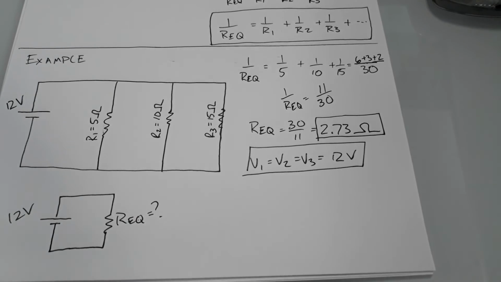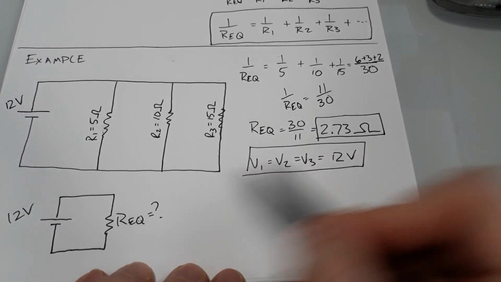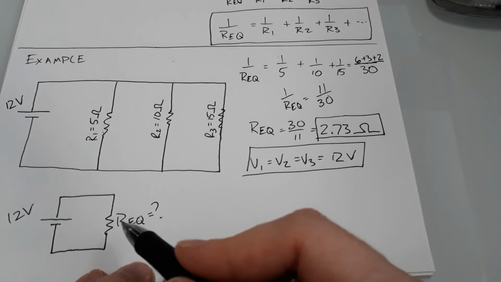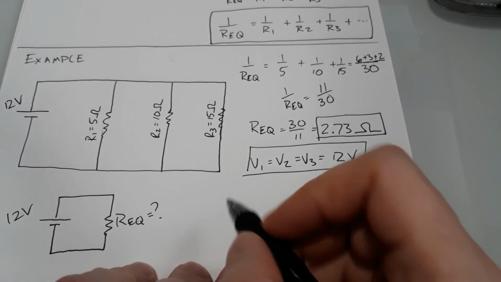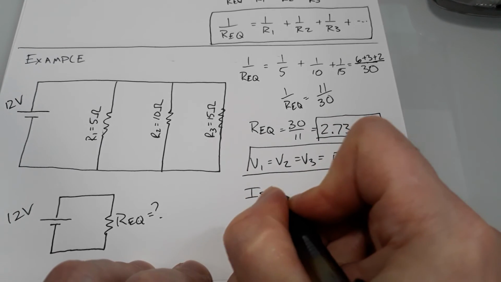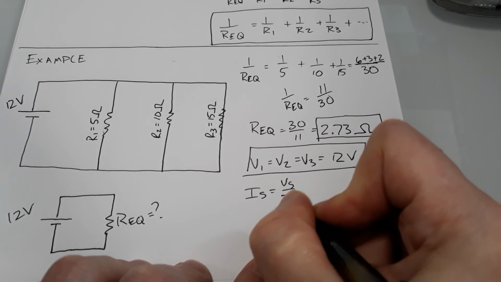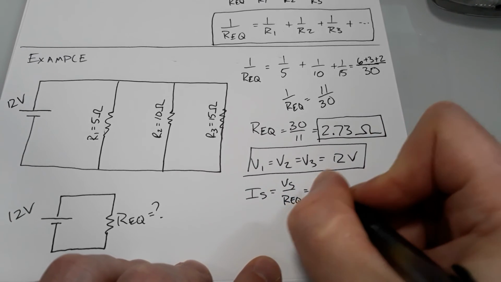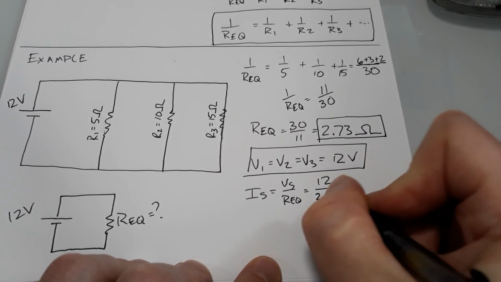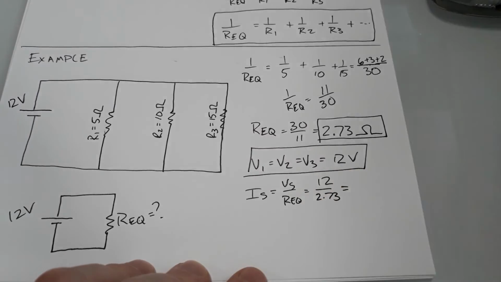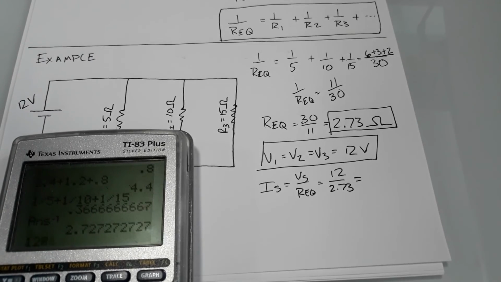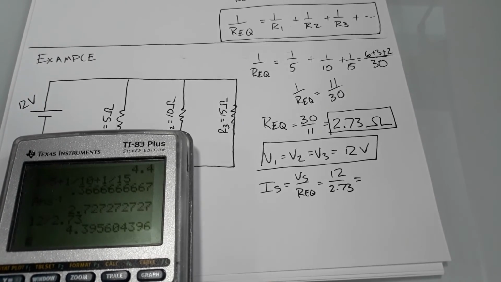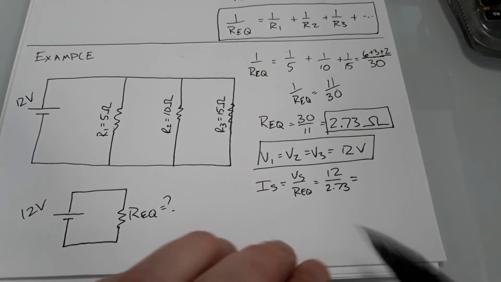All right, so the next step then is we have now got the equivalent resistance. Let's figure out what the current is in the circuit. Remember, IS would be equal to VS over REQ. So that would be 12 divided by 2.73, and 12 divided by 2.73 is 4.4.